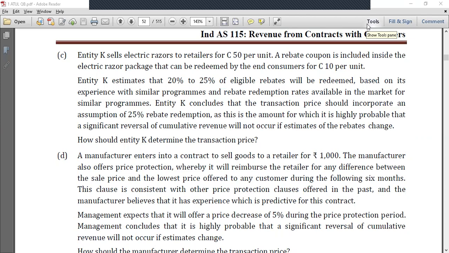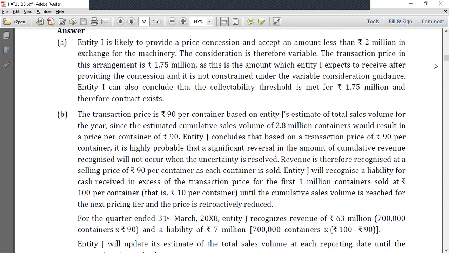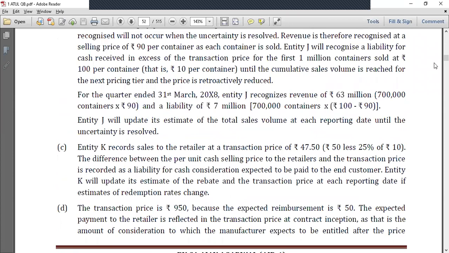Now, entity K should record the sales to the retailer. Let's see how entity K should record the sales. Here, entity K records the sales to the retailer at a transaction price of 47.5 rupees. That is, most probably 25% rebate redemption will be done. So 10 rupees into 25% will be done here. So out of the 50 rupees in total, for the electric razor, 50 rupees minus, out of this 50, what happened?